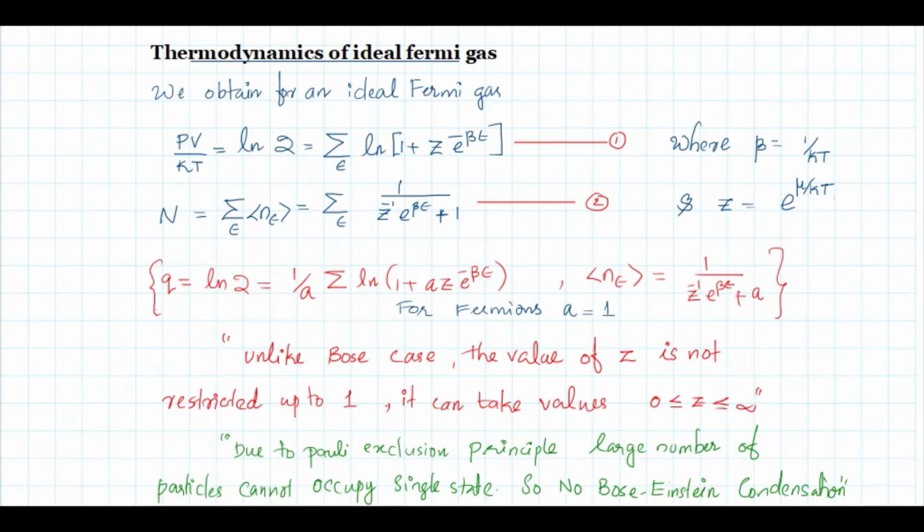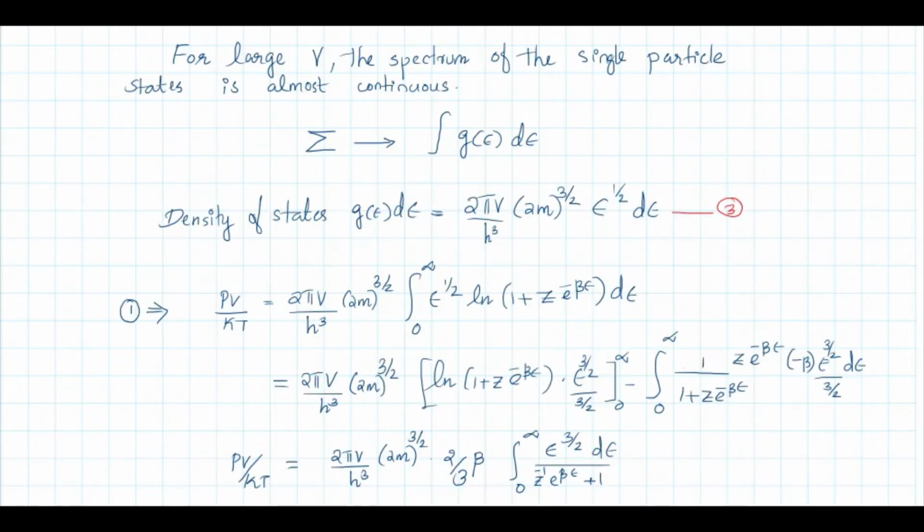Another important aspect is, due to the Pauli exclusion principle, a large number of particles cannot occupy a single state. In the case of Bose particles, there is a possibility that a large number of particles occupy a single state, and that is known as Bose-Einstein condensation. Here, there is no such phenomenon because the Pauli exclusion principle doesn't allow more than one particle in a particular state. But here we will have different interesting phenomena in the case of particles which obey Fermi-Dirac statistics.